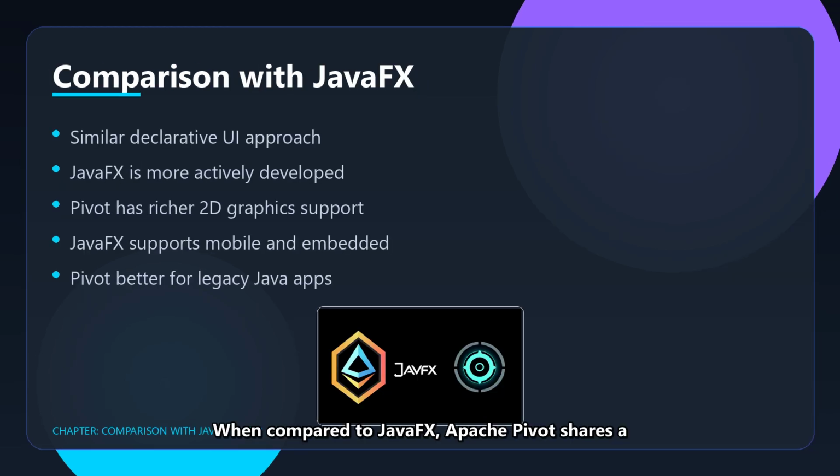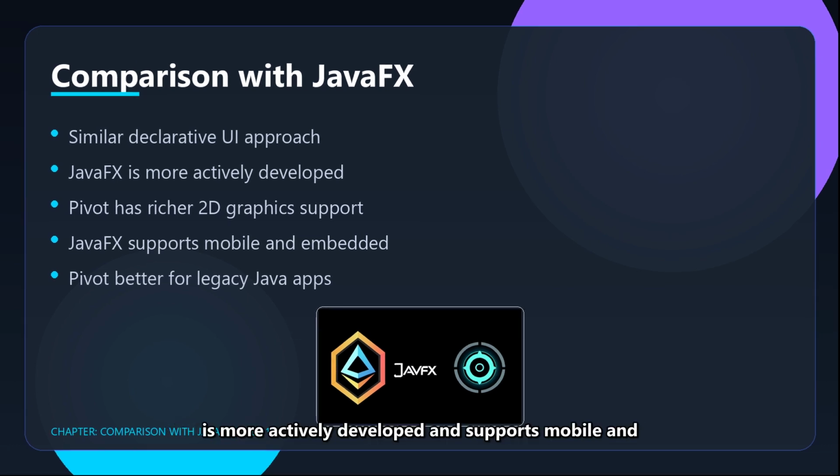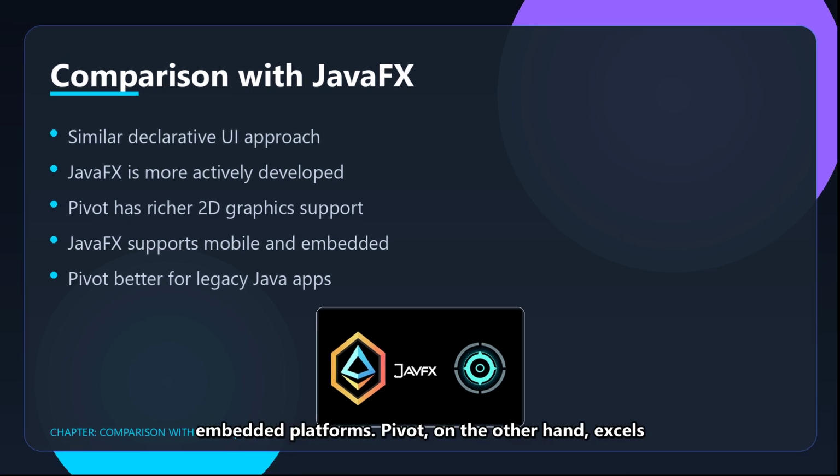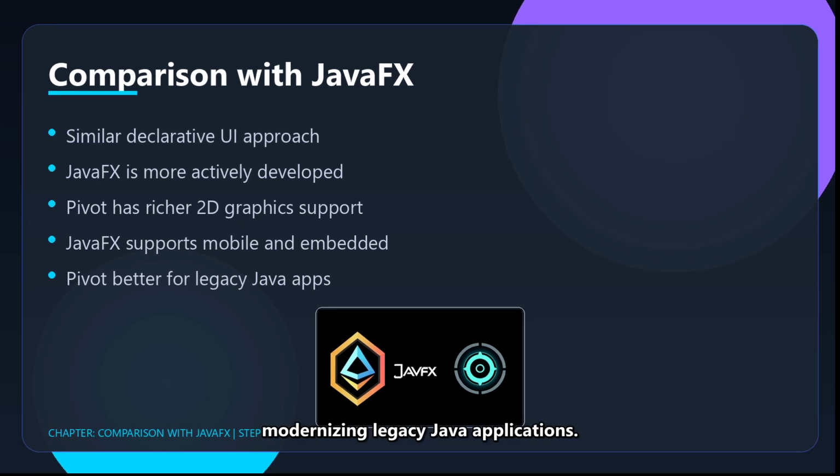When compared to JavaFX, Apache Pivot shares a similar declarative UI approach with BXML. However, JavaFX is more actively developed and supports mobile and embedded platforms. Pivot, on the other hand, excels in 2D graphics and is better suited for modernizing legacy Java applications.